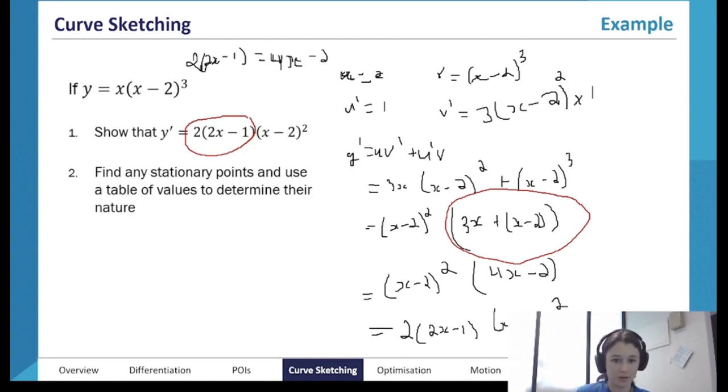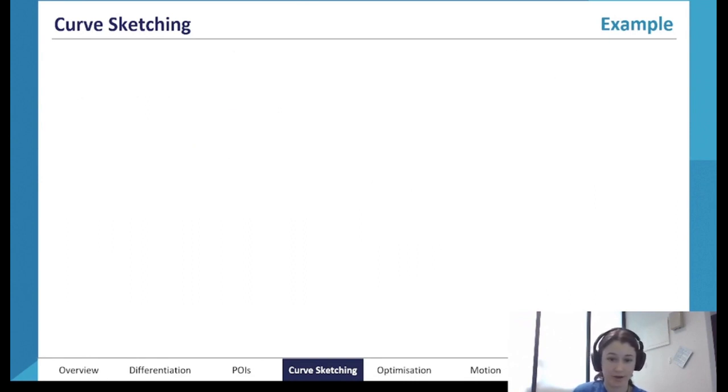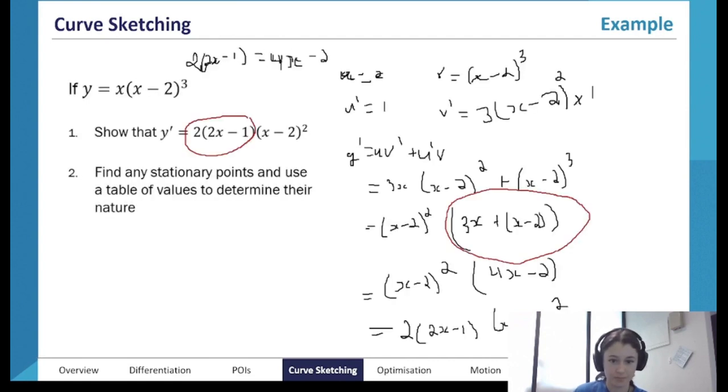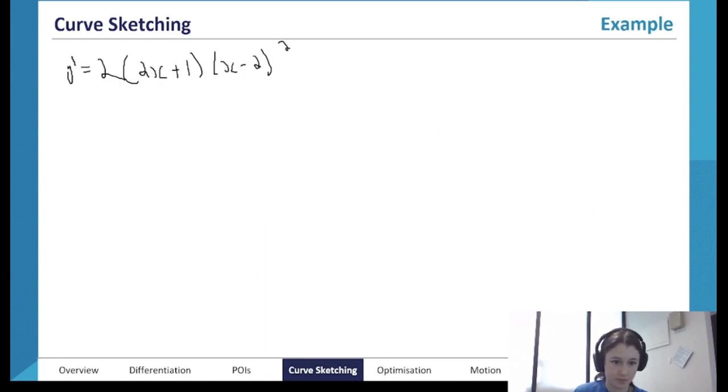Now, the tip that is inherent to this question, which is really important, we are going to get to now. This is the purpose of this first step here. So now we need to find any stationary points and then use a table of values to determine the nature. So we're going to have our derivative being 2 outside of 2x plus 1, and then we're going to have x take 2 squared. It's going to be take 1, sorry.